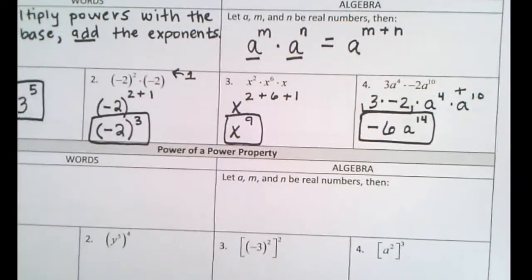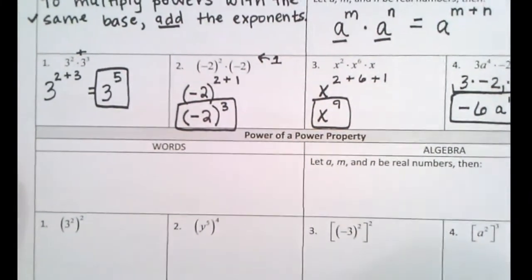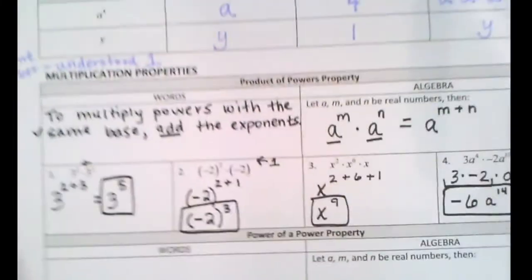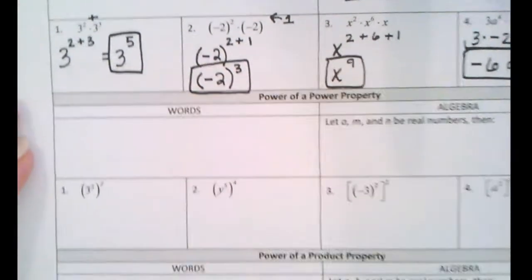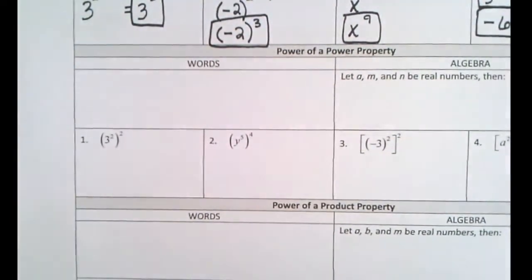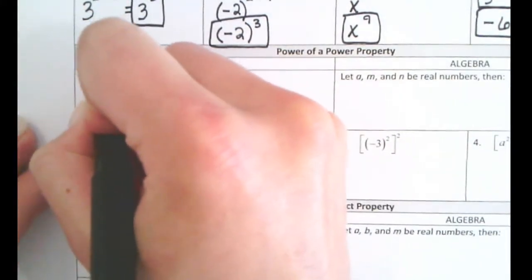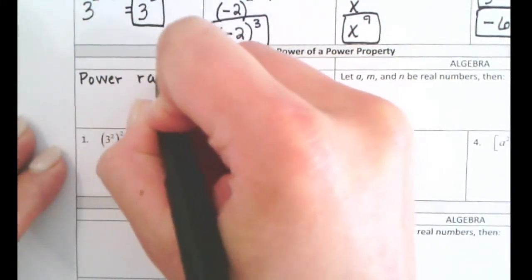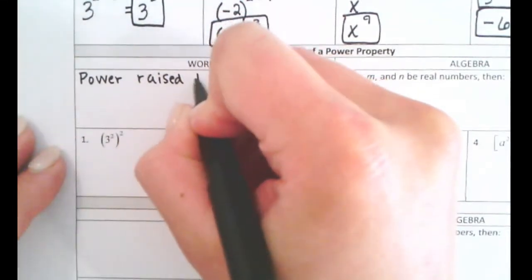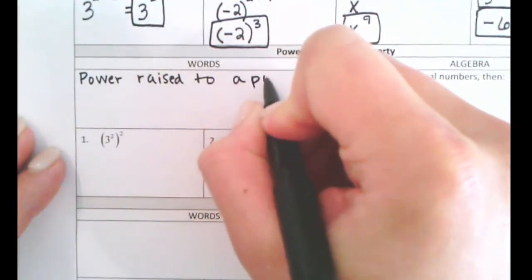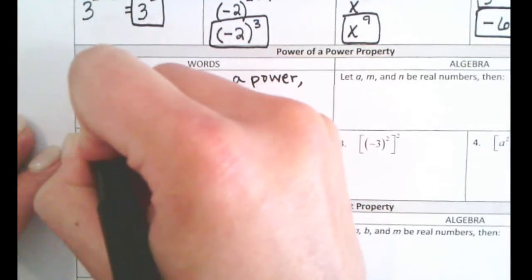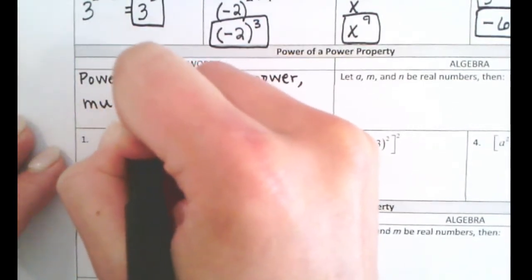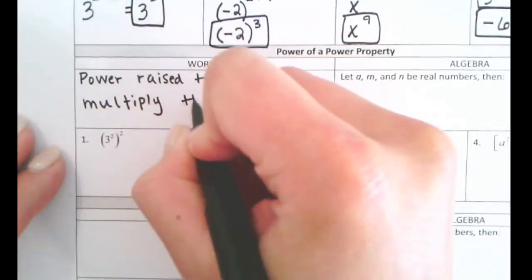Okay, your next problem. We have our next property as power of a power property. Power of a power says a power raised to a power, we are going to multiply the exponents.